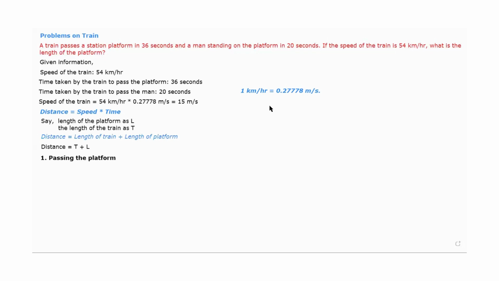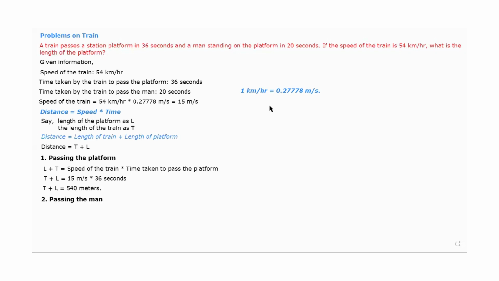Passing the platform, the distance covered is equal to the length of the train plus the length of the platform. T plus L equals speed of the train times time taken to pass the platform. T plus L equals 15 meters per second times 36 seconds. T plus L equals 540 meters.